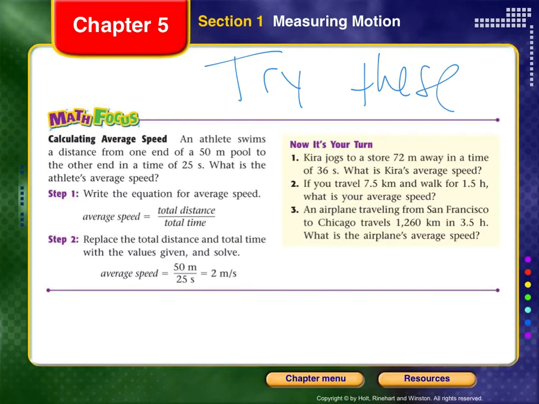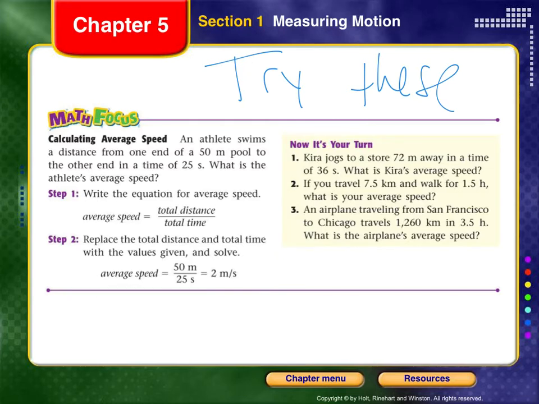If you look at the example we've got here, an athlete swims from one end of a 50-meter pool to the other. I used to swim, so this kind of brings back memories for me. Bad memories, mostly. You go from one end of the pool, 50-meter pool, to the other in 25 seconds. That's a decent time. What is the athlete's average speed?